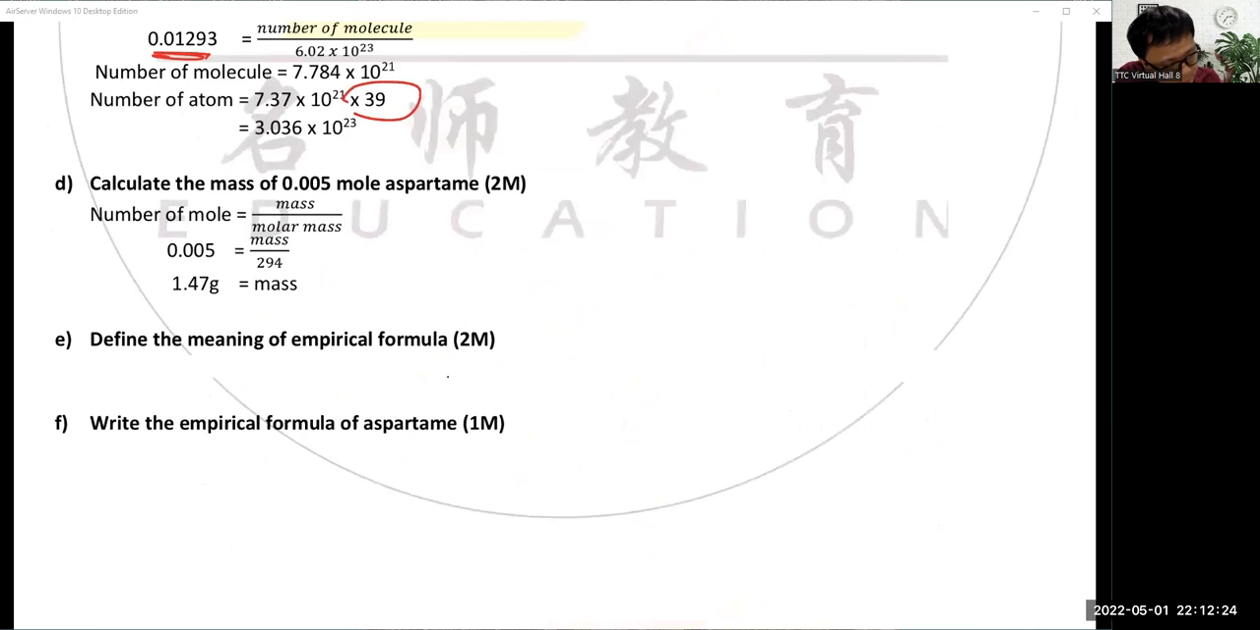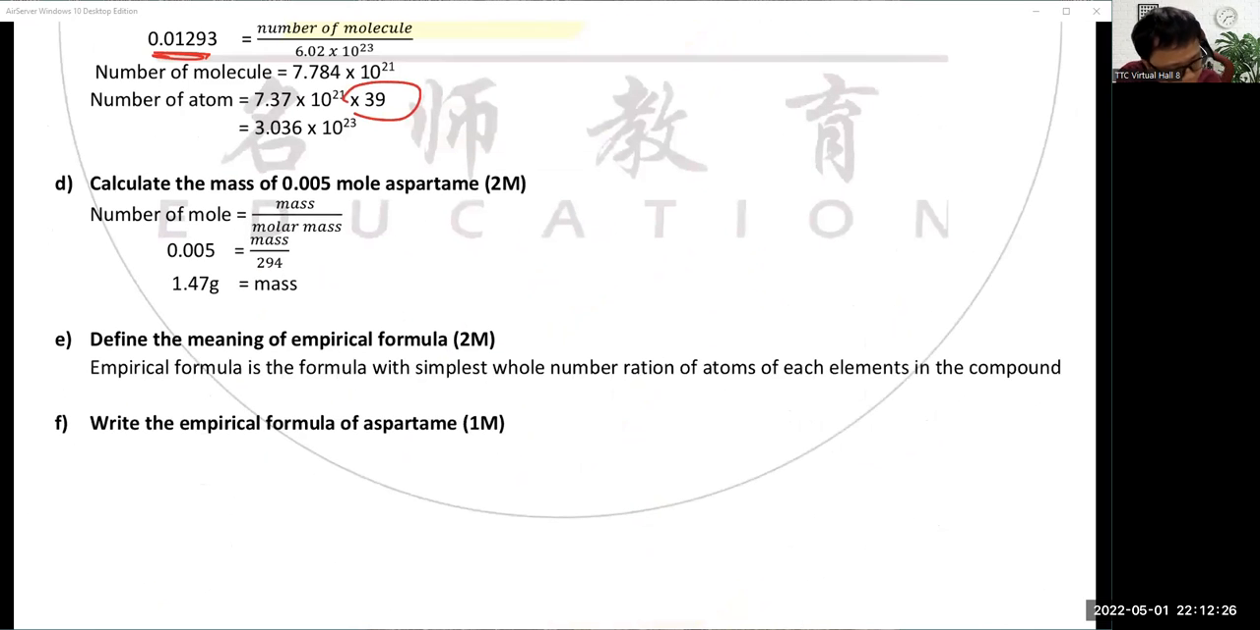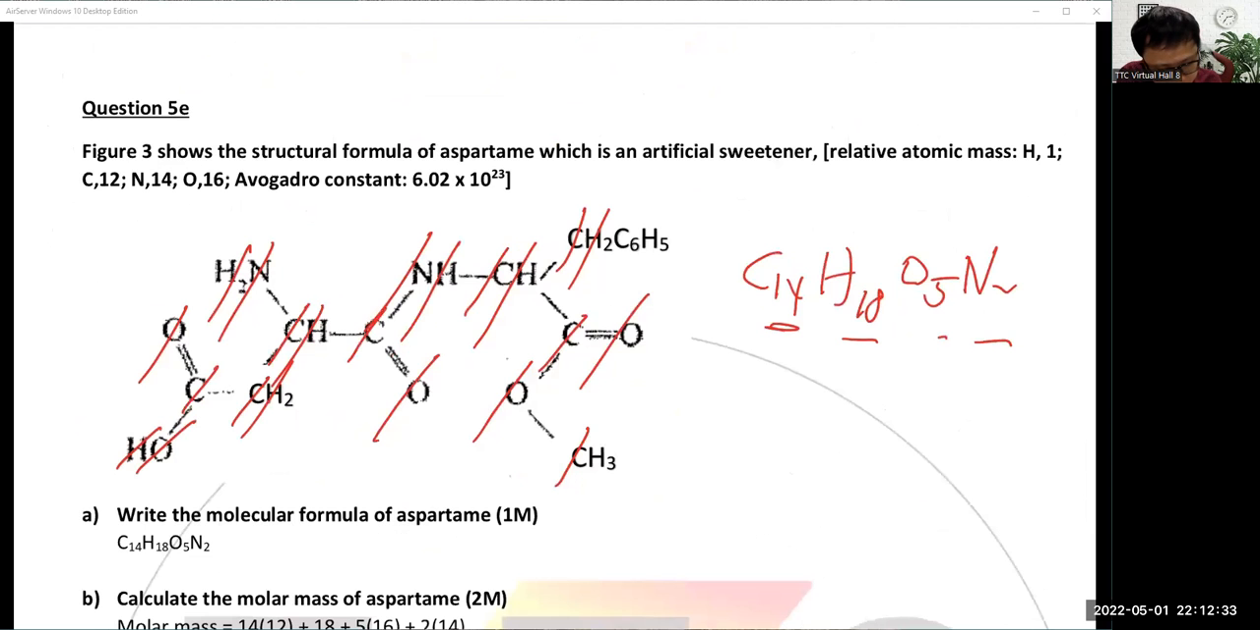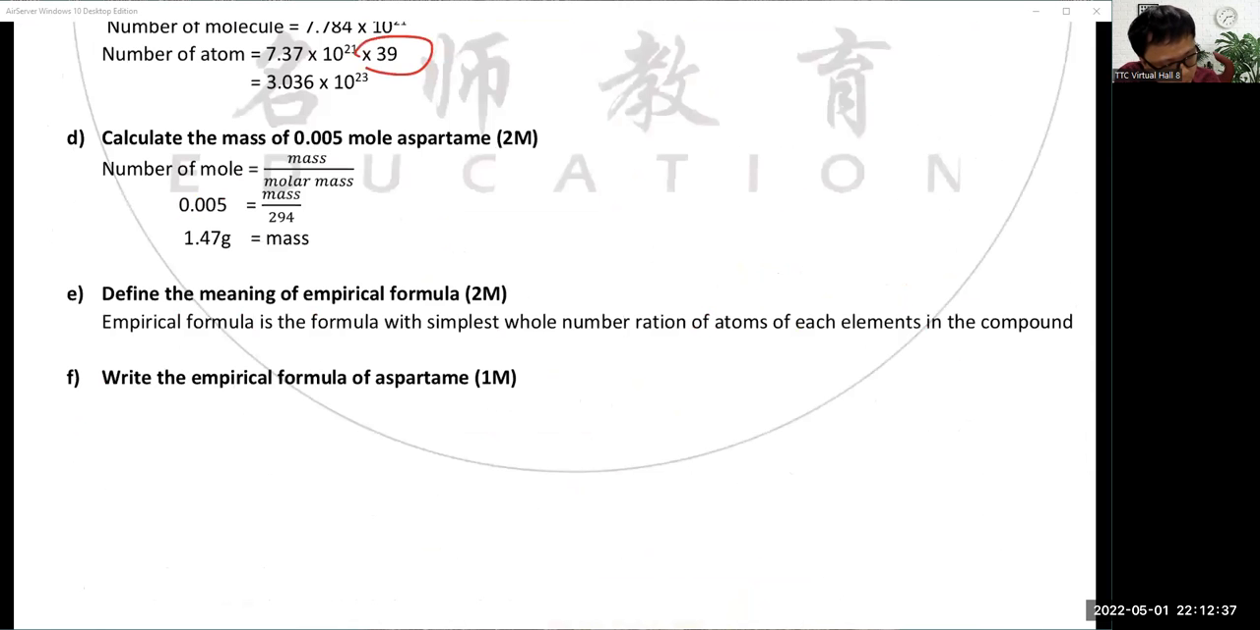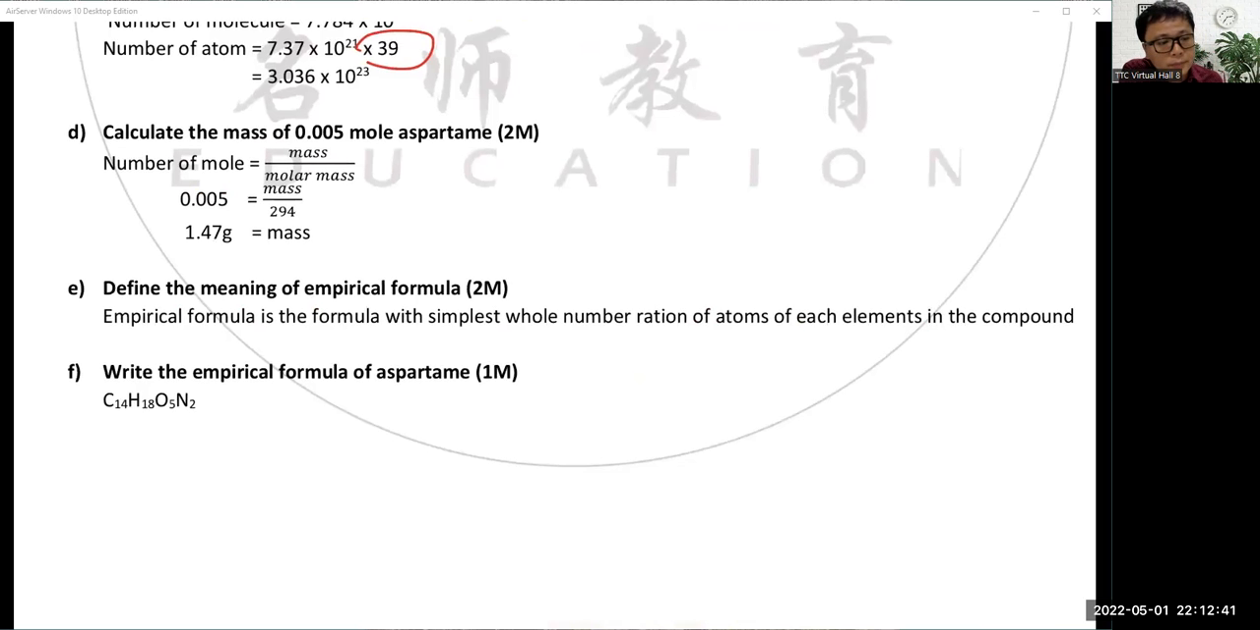Empirical formula definition. Empirical formula for this, can we simplify? Yep, cannot, because the 5 cannot be simplified anymore. So you remain the same, meaning the molecular and the empirical formula are the same formula.